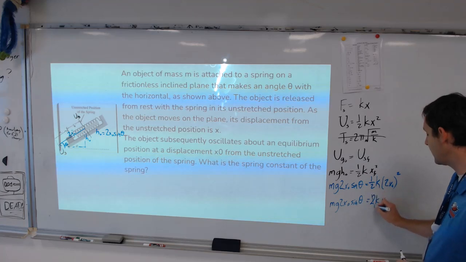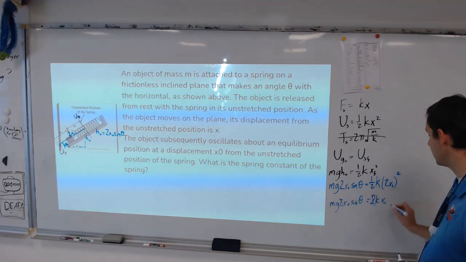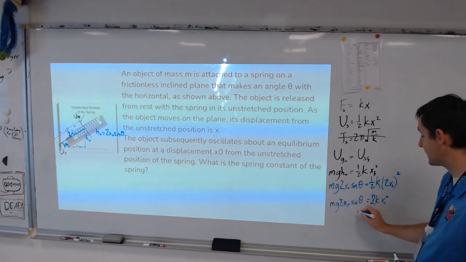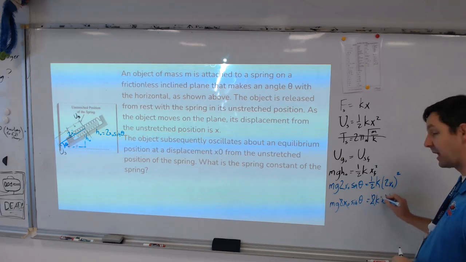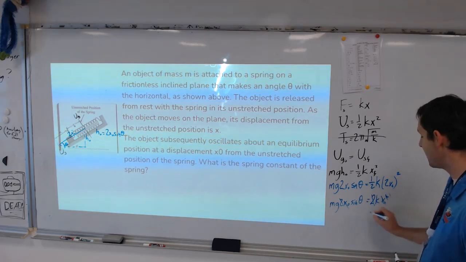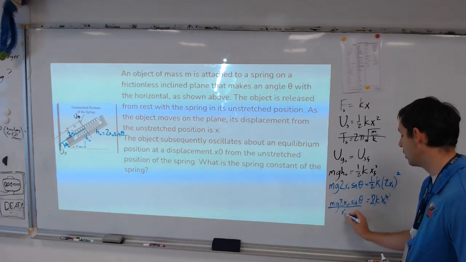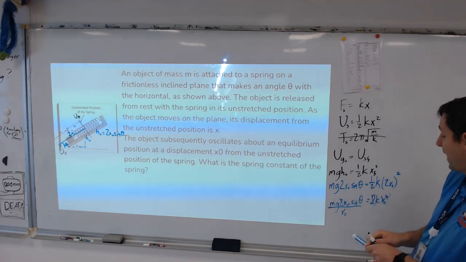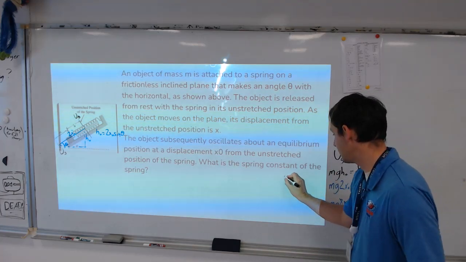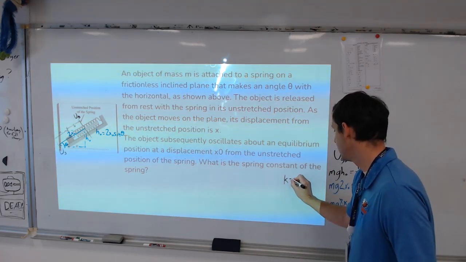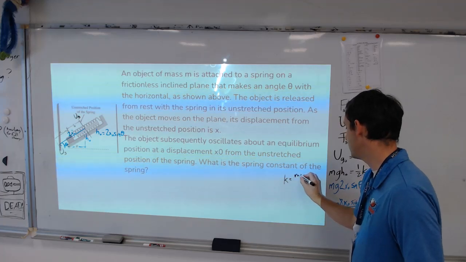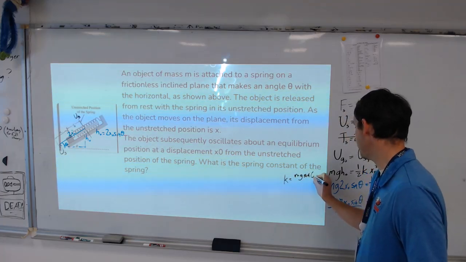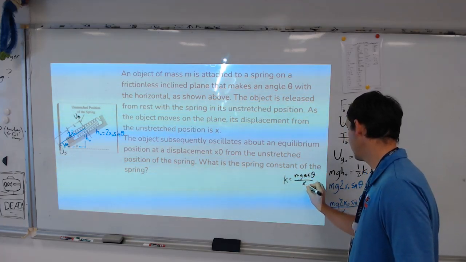And then on this side, I've got mg 2x naught sine theta still. Now from here, I divide by 2. I cancel that out. I divide by 1 of the x naughts, which cancels that out. I'm still left with 1 more x naught, so I divide by that. And so all this is going to be over x naught. And I get my final answer, which is just that k is equal to mg sine theta over x naught.